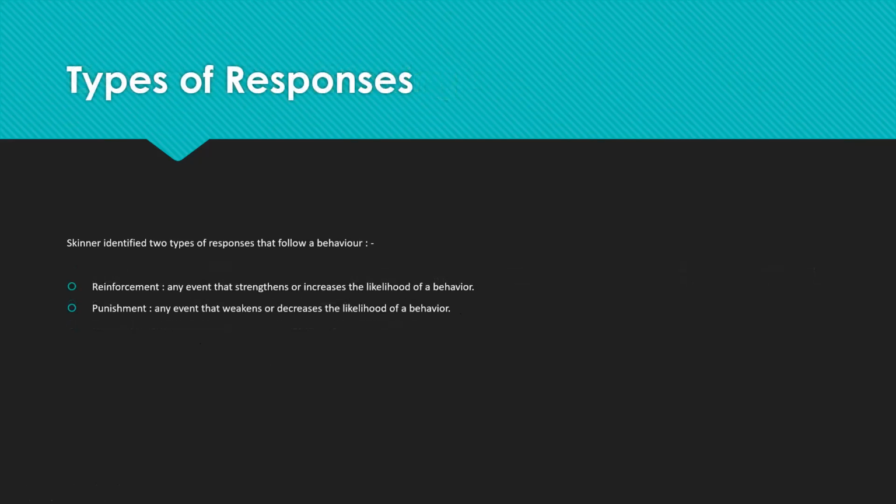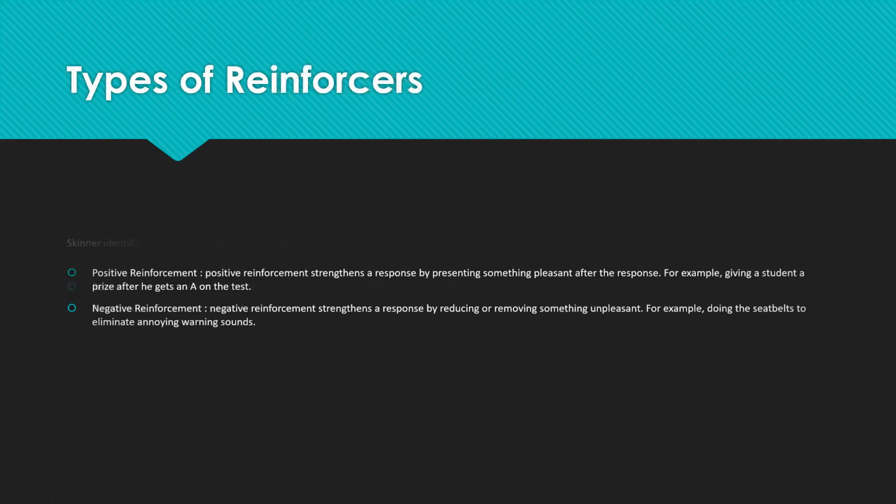Now, let's go into types of responses. Skinner identified two types of responses that follow a behavior: reinforcement and punishment. Any event that strengthens or increases the likelihood of a behavior can be called reinforcement. On the other hand, any event that weakens or decreases the likelihood of behavior is a punishment. And now, types of reinforcers.